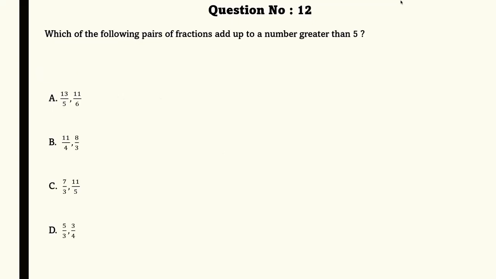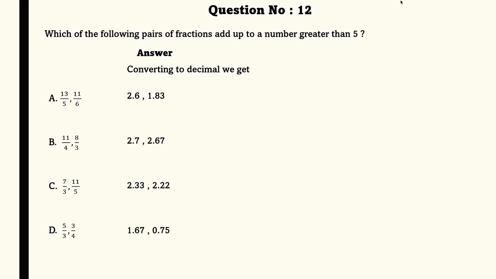Question number 12. Which of the following pairs of fractions add up to the number greater than 5? Converting everything into decimals, we can see that adding the B option gives us greater number than 5.